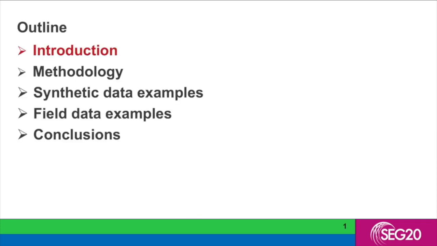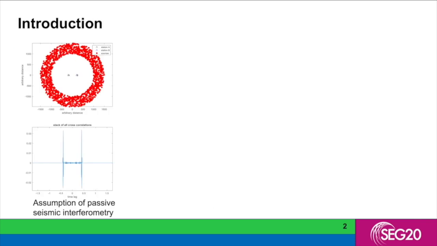Let's start from the introduction. Seismic interferometry is a technique to extract spatially coherent seismic signal from the ambient noise wave field, which is assumed to be generated from uncorrelated, uniformly distributed noise sources, just like these red dots. By cross-correlating the ambient noise received by receiver A and receiver B for each azimuth, and then stacking them, we can obtain a symmetric cross-correlation result.